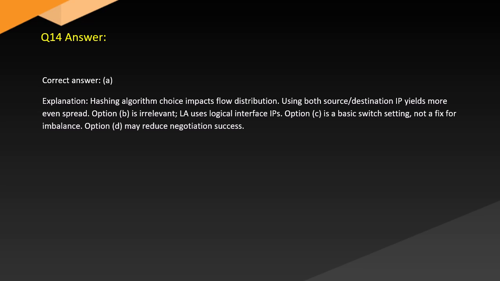Answer. Correct answer: A. Explanation: Hashing algorithm choice impacts flow distribution. Using both source and destination IP yields a more even spread. Option B is irrelevant. Allow uses logical interface IPs. Option C is a basic switch setting, not a fix for imbalance. Option D may reduce negotiation success.